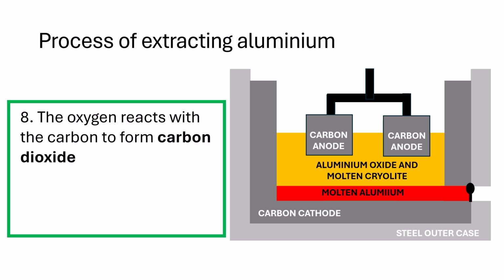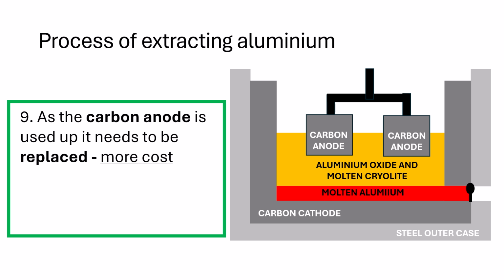However, oxygen is highly flammable, so we don't really want big clouds of oxygen going around any factory, particularly when there's large amounts of heat and fire and all sorts. So what we do is the oxygen will actually react with the carbon in the anode to form carbon dioxide. So carbon dioxide gas is given off. The problem with that is that the carbon in the anode then gets used up, and after a while the carbon anode needs to be replaced, and again that brings more cost into the extraction of aluminium.